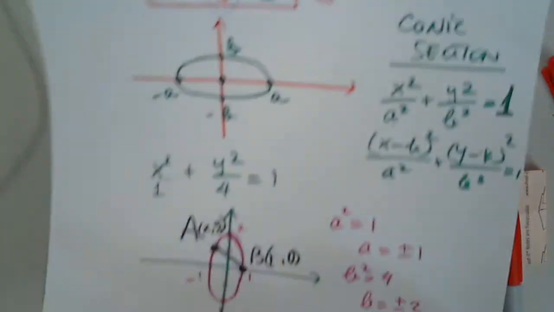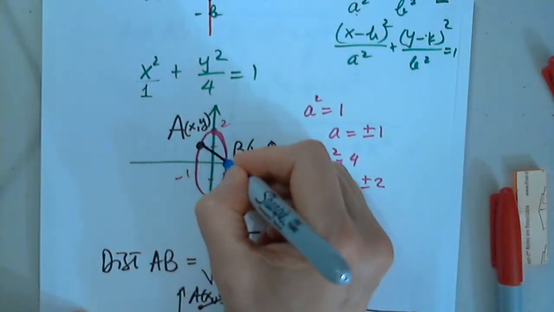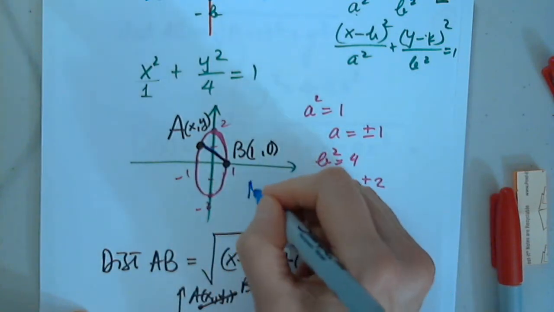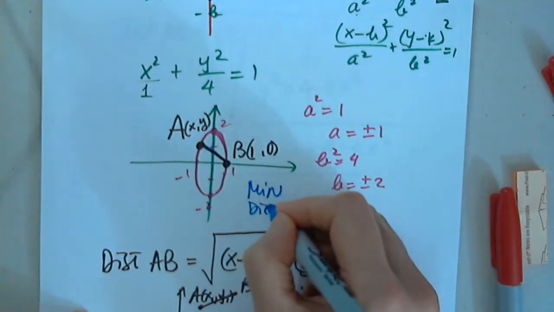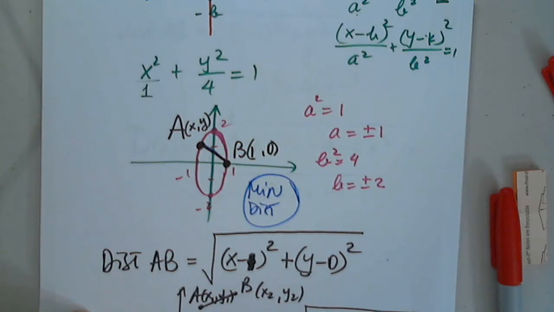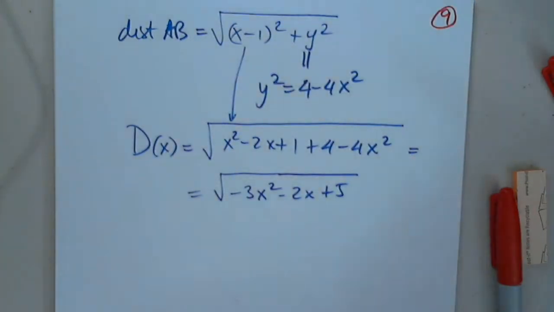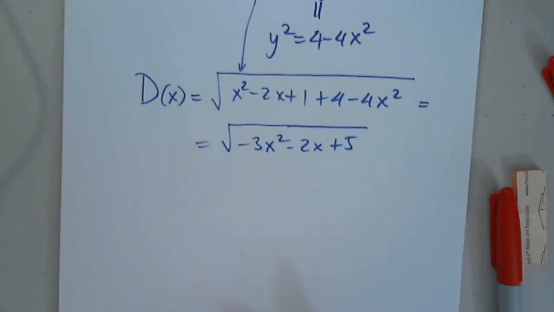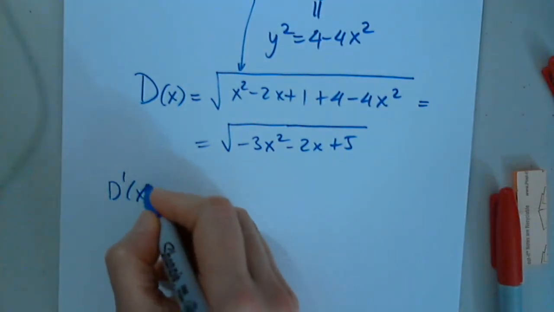Yay! I got a function. And what do I want? I want to minimize the distance. I got a function. That's all I cared about, really. So now I find d prime.